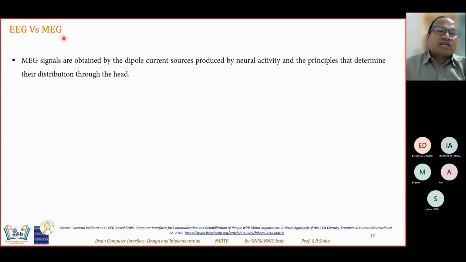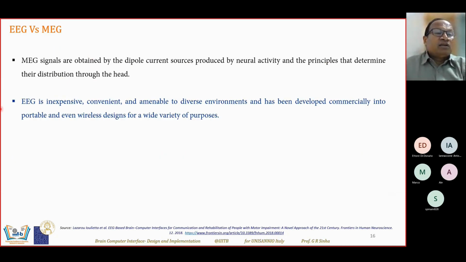Less research can be found in this particular modality. The MEG signals are obtained from dipole current sources. You know about the magnetic field. There are always two poles where polarization happens, and the loop actually goes from North Pole to South Pole. So there is always a dipole, and that is produced by neuronal activities, and the fundamentals which determine the distribution through the head are the dipole current fundamentals.